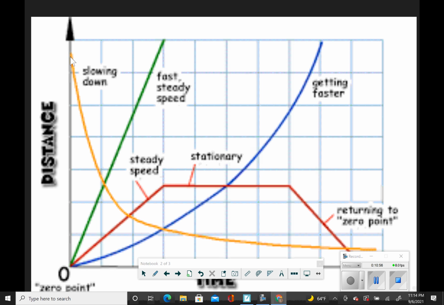Let's look at the yellow line. The yellow line starts way up here. That means it is starting away from home. It is going downwards. It is going towards home. It is steep, so it is going fast. But as it comes down here, it is starting to slow down. It is still going towards home, but it is slowing down. And at this point, it is almost stopped.